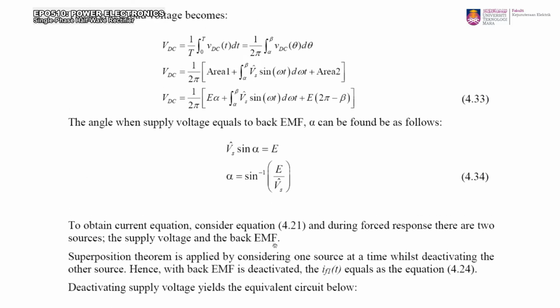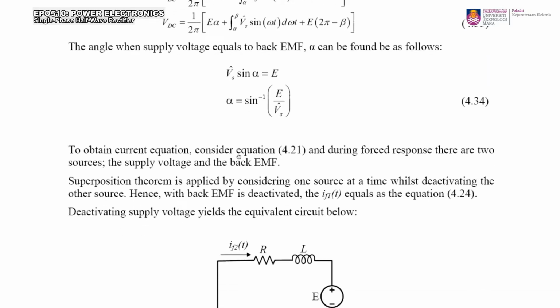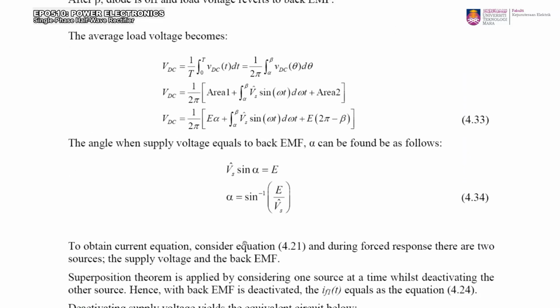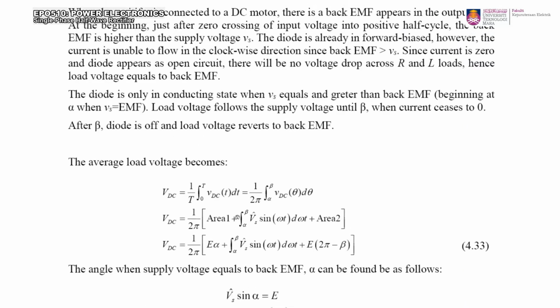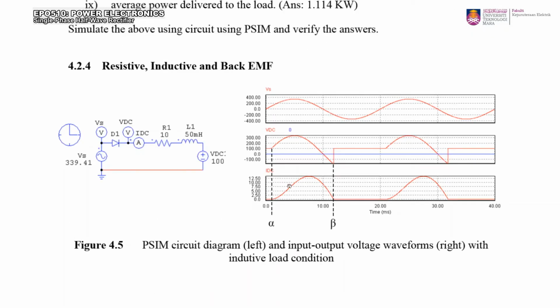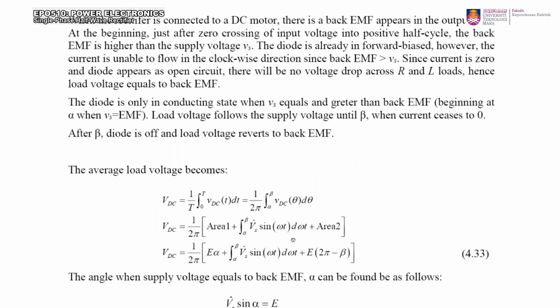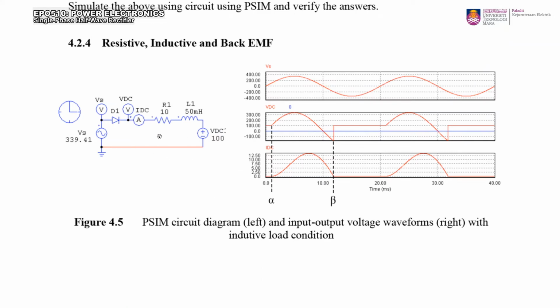And now for beta, again, you need to obtain the current equations. Once you obtain the current equations, then you'll be able to find the beta in the circuit, right? So for this current, if you look at the circuit again, to find the current in the circuit, we have to consider two conditions, which is the forced response. The forced response is mainly due to the supply voltage as well as the VDC here. That will be the forced response.